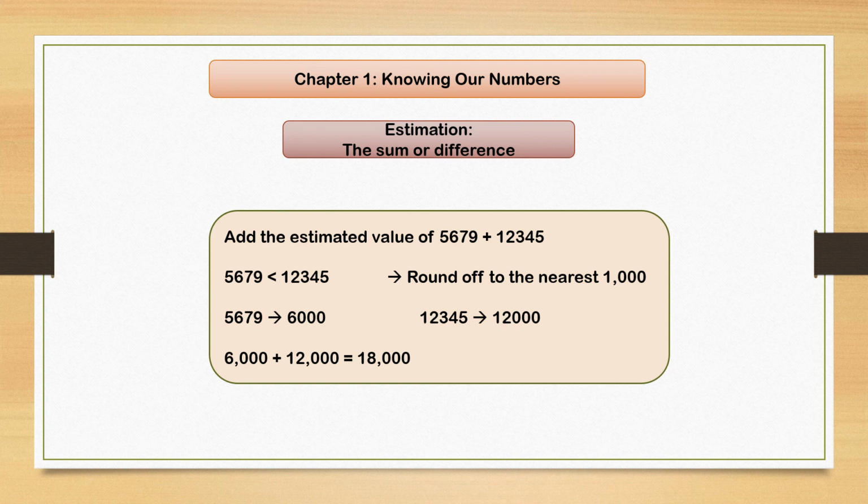Now, once we round off 5,679 to the nearest thousand, we get 6,000, and when we round off 12,345 to the nearest thousand, we get 12,000. Now we will add 6,000 and 12,000. The answer will be 18,000. The same procedure will be used for subtraction of two numbers.